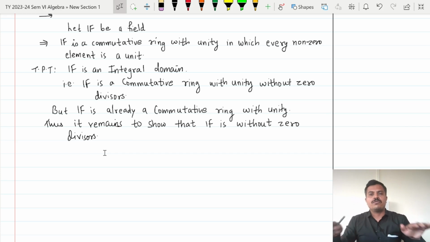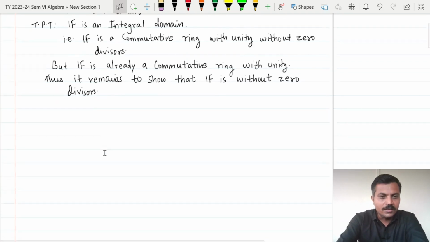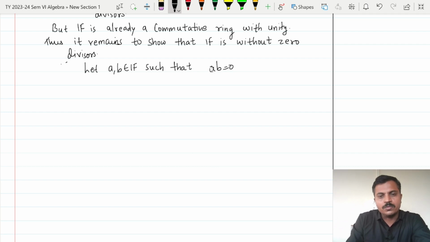But what is the condition of being without zero divisors? You take two elements of the ring F, let us say A, B, such that A multiplied by B is equal to 0, and you should be able to prove A is equal to 0 or B is equal to 0. Then we say that the ring is without zero divisors. So here I will do the same thing. I will start with two elements A, B in F such that AB is equal to 0. Now our claim is to show A is equal to 0 or B is equal to 0.